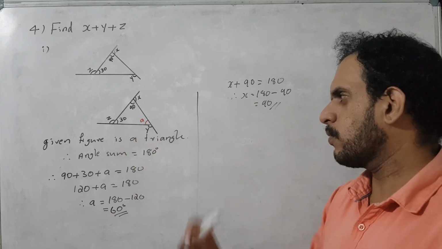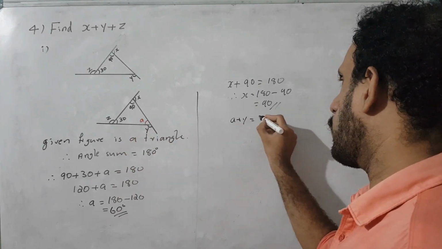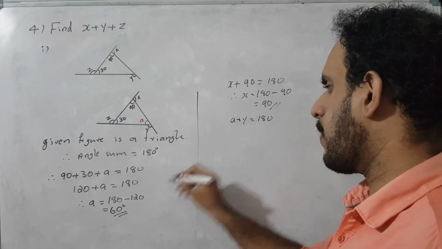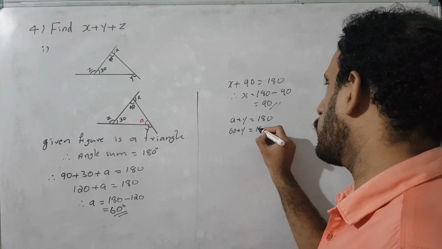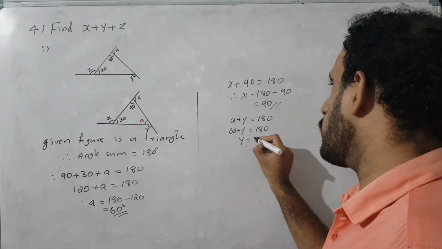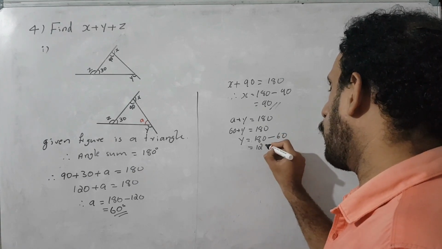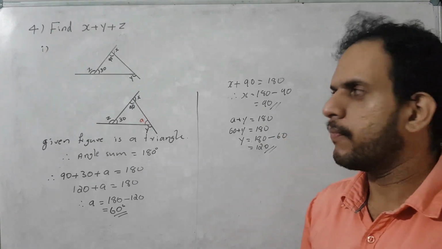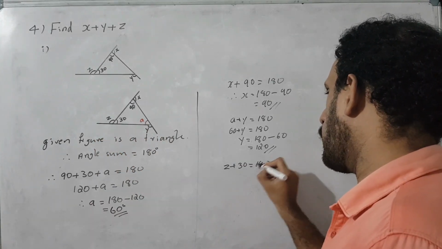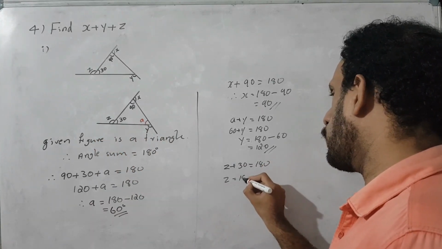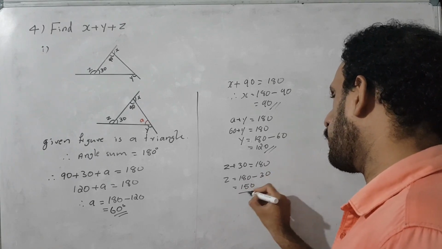The same idea, we follow for y. A plus y is equal to 180. What is the value of A? A is 60. 60 plus y is equal to 180. Therefore y is equal to 180 minus 60 is equal to 120. The next, z plus 30 is equal to 180. Therefore z is equal to 180 minus 30 is equal to 150.